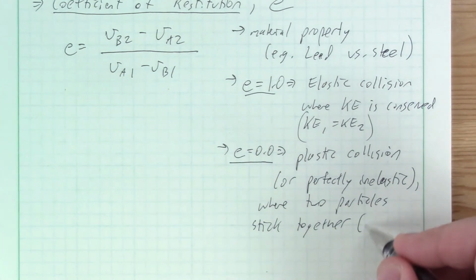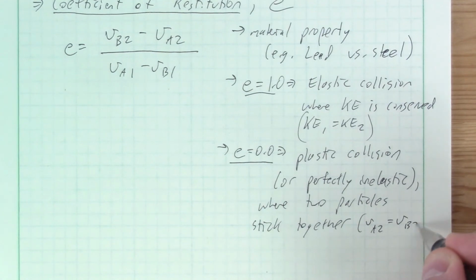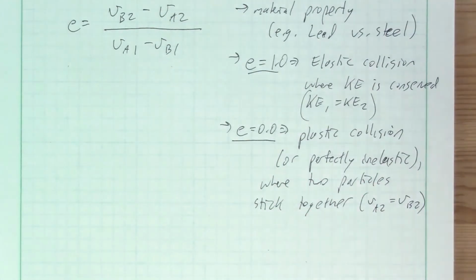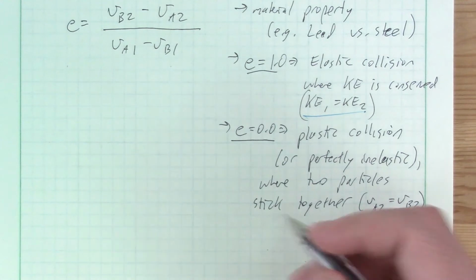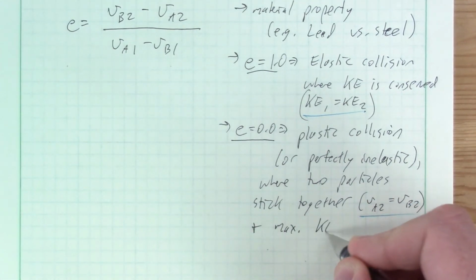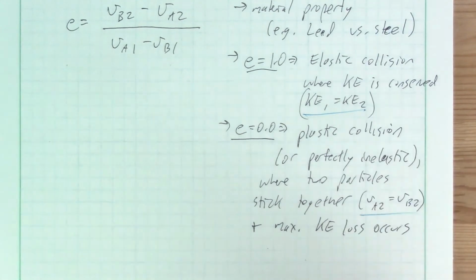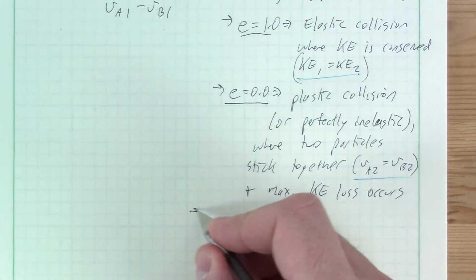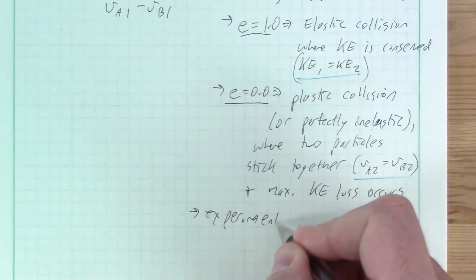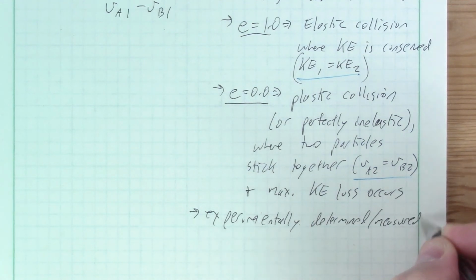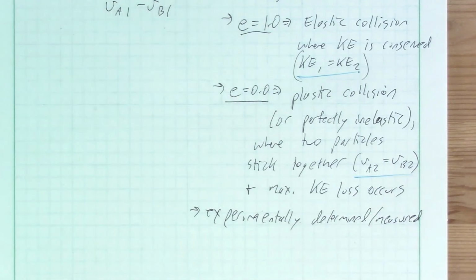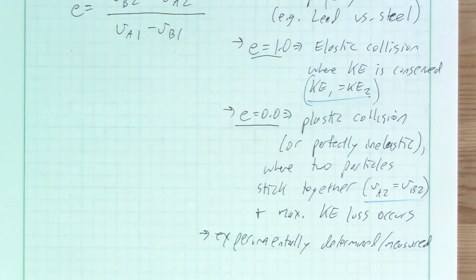And so VA2 equals VB2. That's the extra relationship. If we're talking about the extra relationships that we need, we're often making an assumption like this, and I already mentioned this is the maximum kinetic energy loss that is possible. Last statement here: this is often an experimentally determined quantity, measured in a lab for particular materials and particular scenarios. Next up, we'll be doing examples of this linear momentum conservation for collisions.